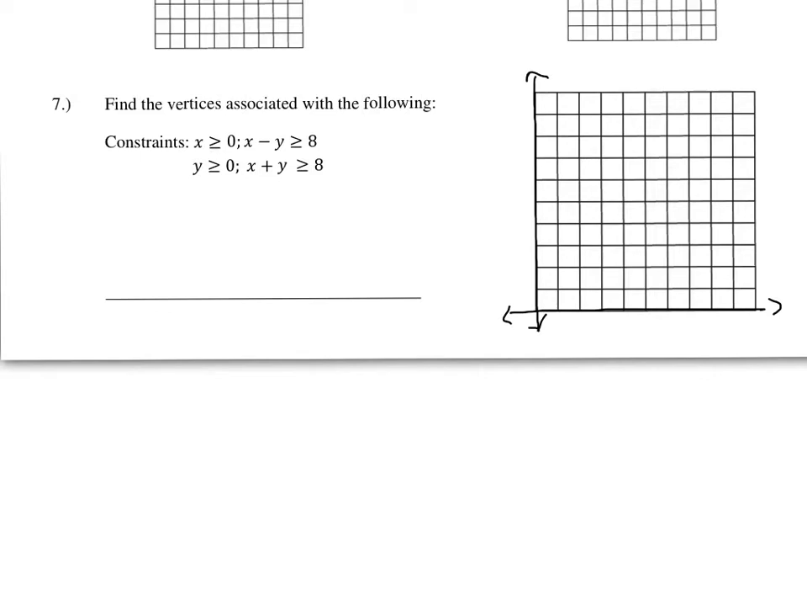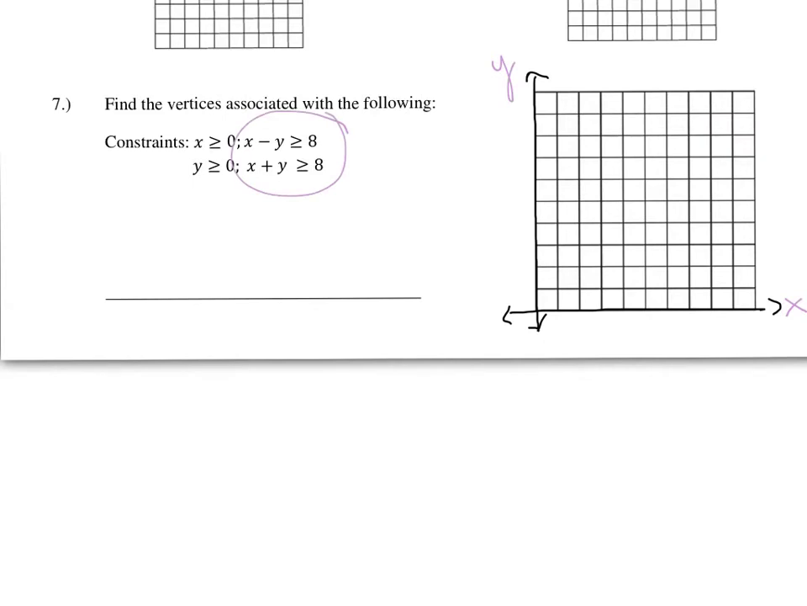Okay? So this line here is y equals 0, and if we're greater than that, that would be everything above it. This line here would be x equals 0. Everything that would be greater than would be to the right of it. So here's our x-axis, here's our y-axis. So now I want to graph these 2 lines.